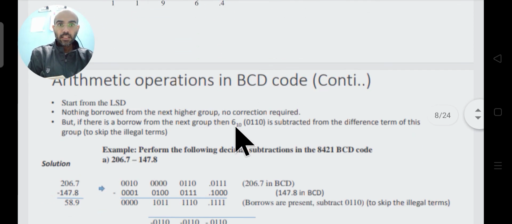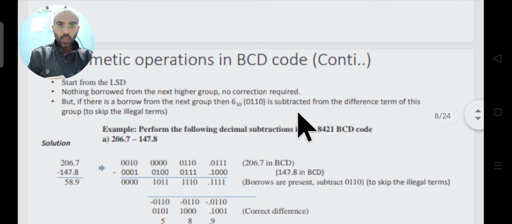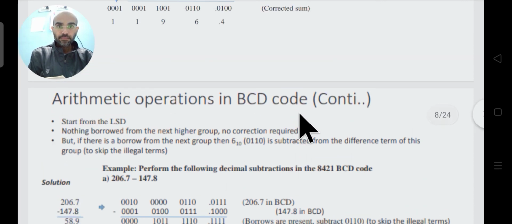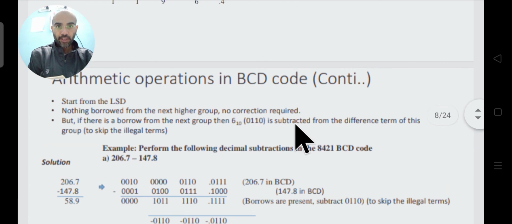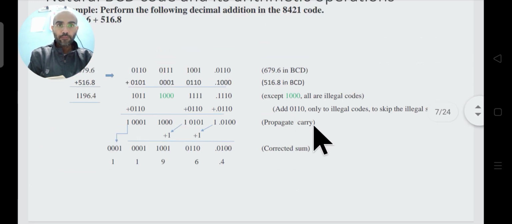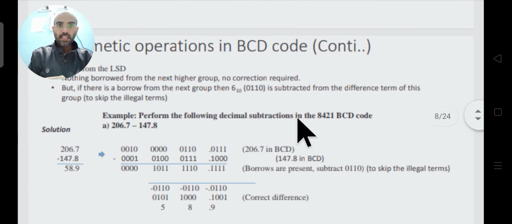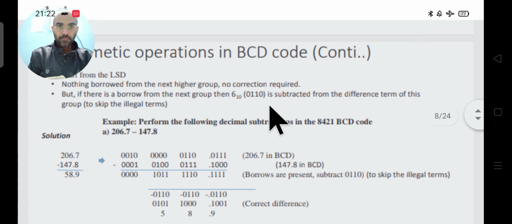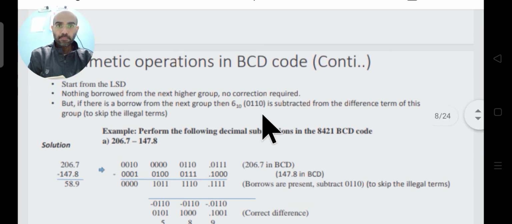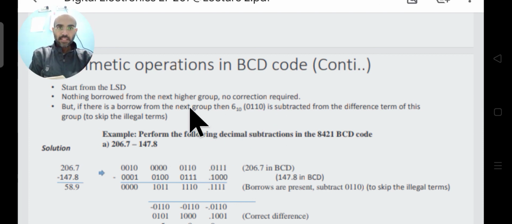Let's see the arithmetic operation now, the subtraction. Okay, so we have seen here how to perform the addition of two numbers in the BCD code. Now let's see how to perform the subtraction of two numbers in BCD code. So you see, to perform this subtraction in BCD code, again the steps are written here. So start from the LSD. In the previous slide I might have forgotten to include these steps, but I have explained them very clearly, so no need to be confused with anything.